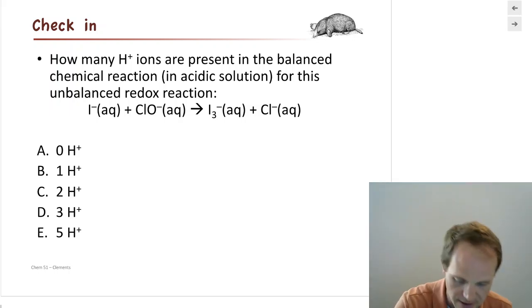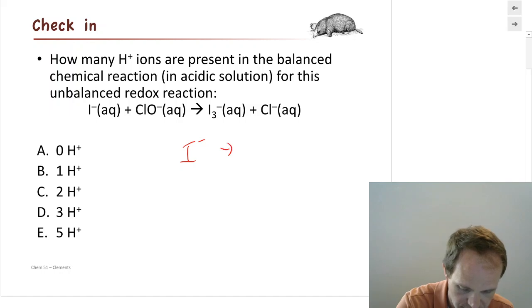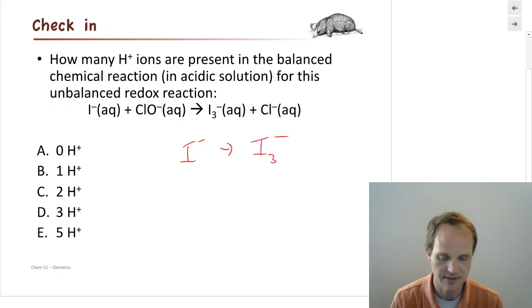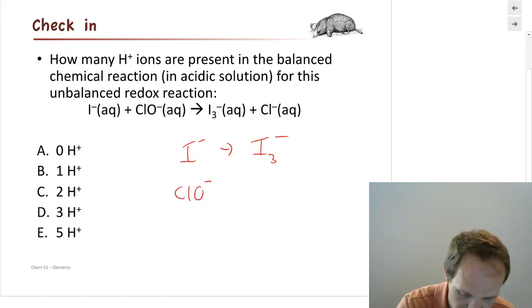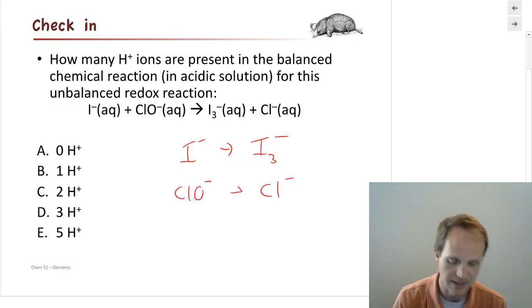Here we go. I minus goes to I3 minus. Not I minus 3, but I3: 3 iodines together with a -1 charge. And ClO minus goes to Cl minus.